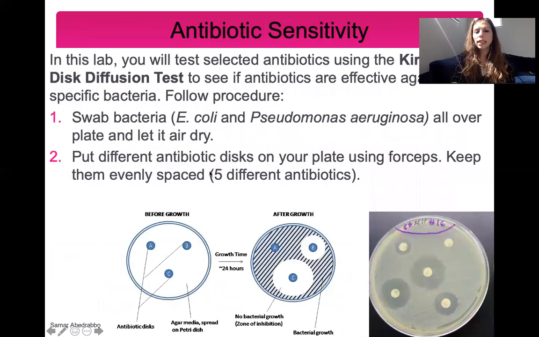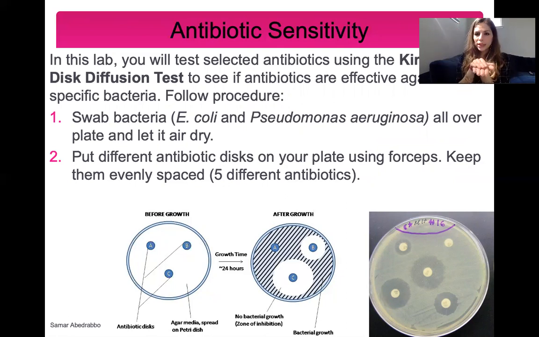So in lab, you're gonna test 5 different antibiotics using a Kirby-Bauer disc diffusion test. And you're gonna see if the antibiotics are actually effective against the bacteria. If you were doing it in lab, you would do 2 agar plates: one with E. coli and one with Pseudomonas aeruginosa. You're gonna spread the bacteria everywhere, so one plate will have E. coli everywhere, and one plate will have Pseudomonas aeruginosa everywhere. You basically just put bacteria everywhere.